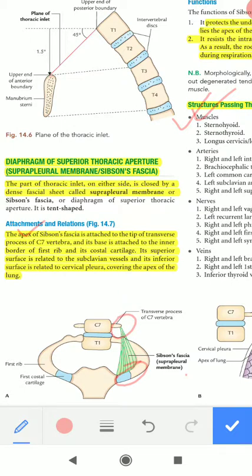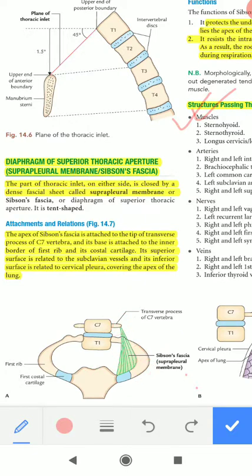Okay, so the Sibson's fascia has an apex and base. The apex is attached to the transverse process of the cervical 7 vertebra, and the base is attached to the first costal cartilage as well as the first rib, and its superior surface is related to the subclavian vessels. That means the subclavian vessels go over the Sibson's fascia, and below the Sibson's fascia there is the cervical pleura and apex of the lung.